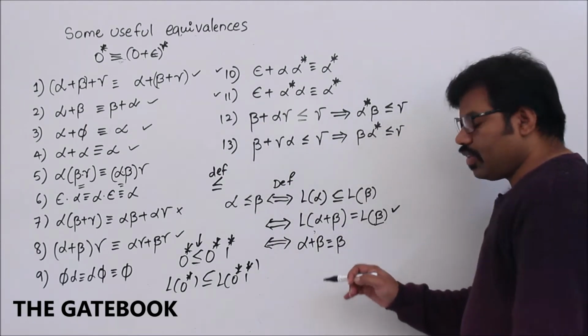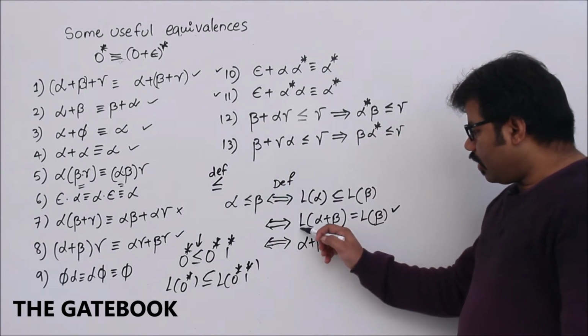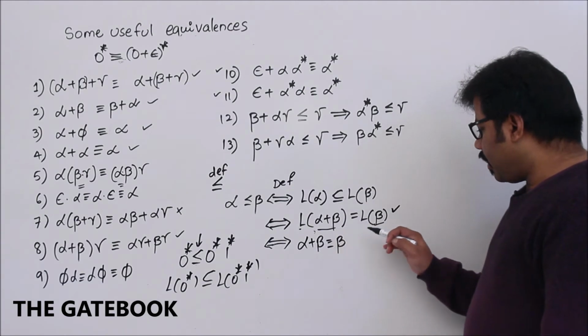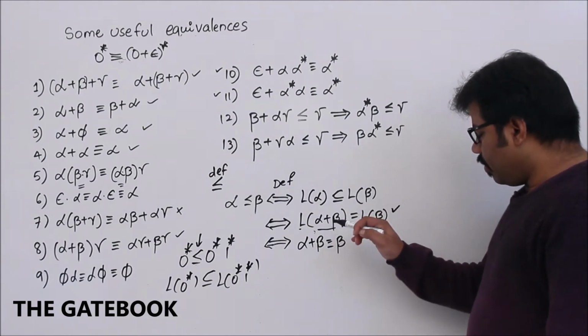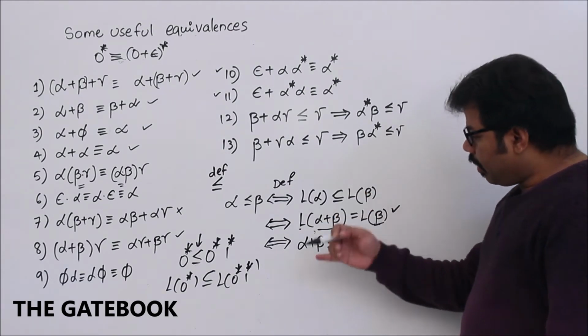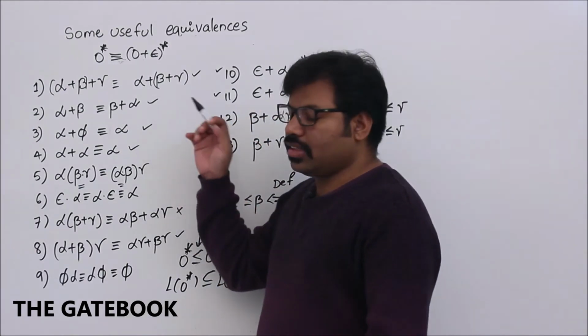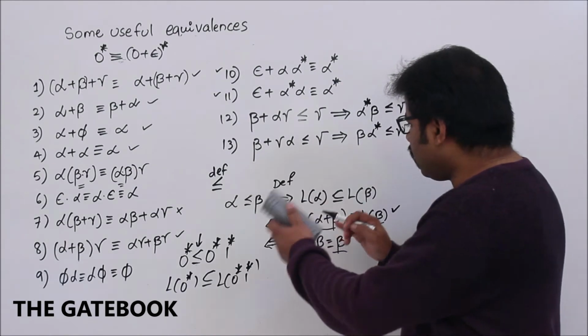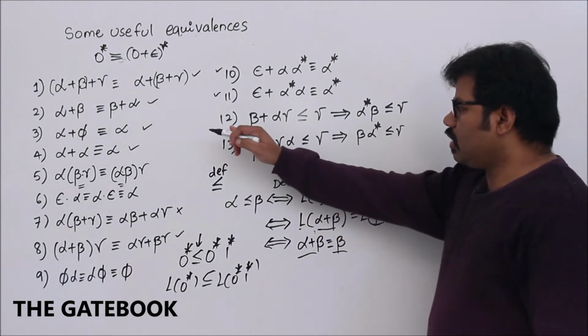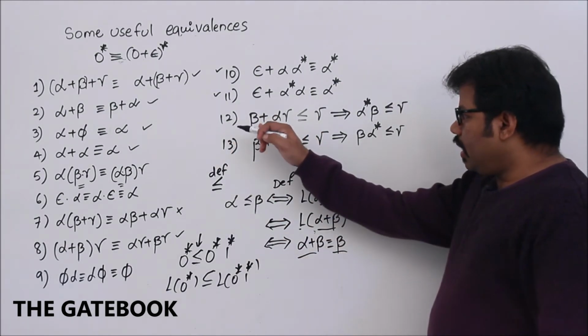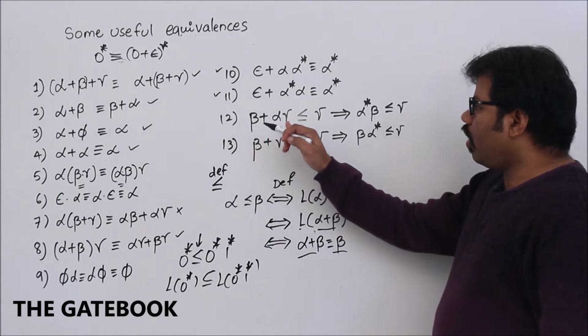Now, the next step is easy to understand. That is the definition of the equivalence. When the language represented by the alpha plus beta expression and the beta expression are the same, then the corresponding regular expressions are equivalent. That is the definition of equivalence, right? Now, these are the things you have to remember. Now, with respect to less than or equal to, what is this 12th formula? We will see: beta, a regular expression, plus alpha gamma.